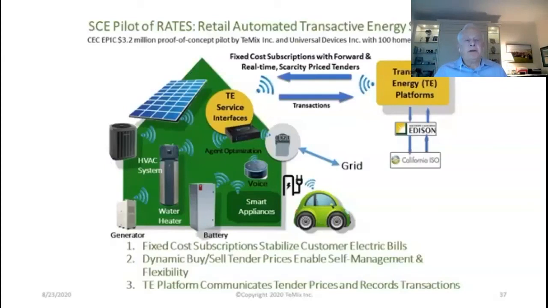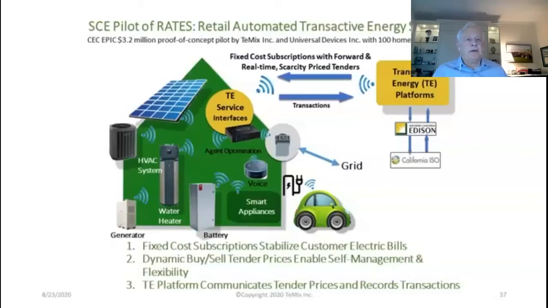Temix did the transactive energy side of it. Universal Devices did the devices and the customer interfaces. This is kind of a cartoon of the same larger diagram we went through, where you've got the California ISO interacting with Edison, interacting with the TE platform, flowing tenders up. The tenders go across into the house, they're received in the TE service interface.